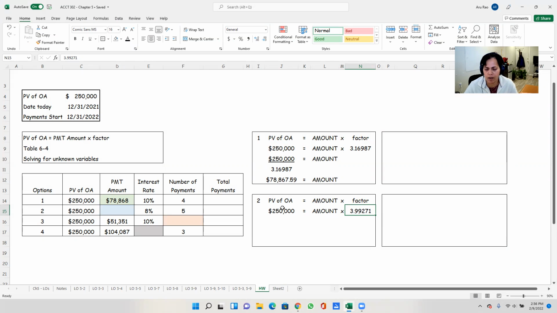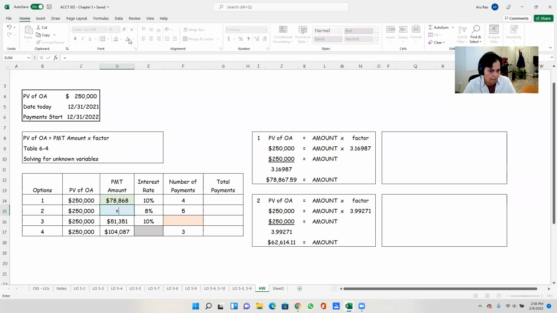Exactly as we did over here, you solve for the one unknown. So I'm going to go ahead and give you the answer here. The unknown was the amount, the payment amount. Okay, so let me bring that answer over here. My answer is 62,614. Again, it's rounding up to the nearest dollar. So the payments are smaller because I've extended the payments by 1 period and the interest rate is lower. Okay, so this seems to be a pretty good deal.